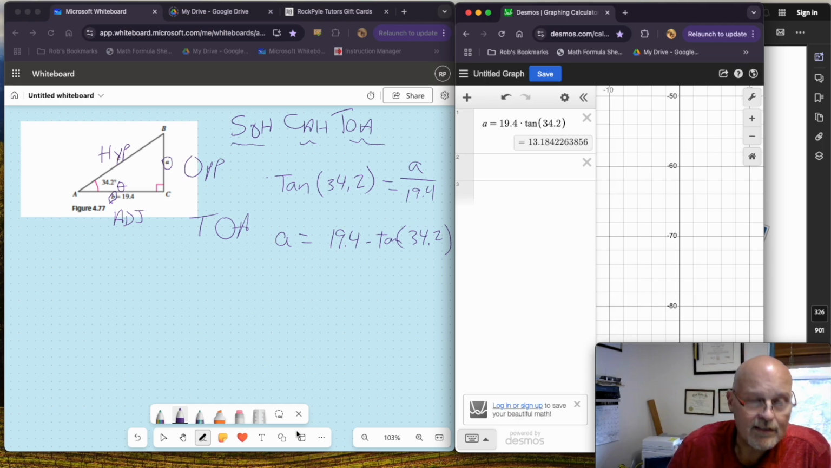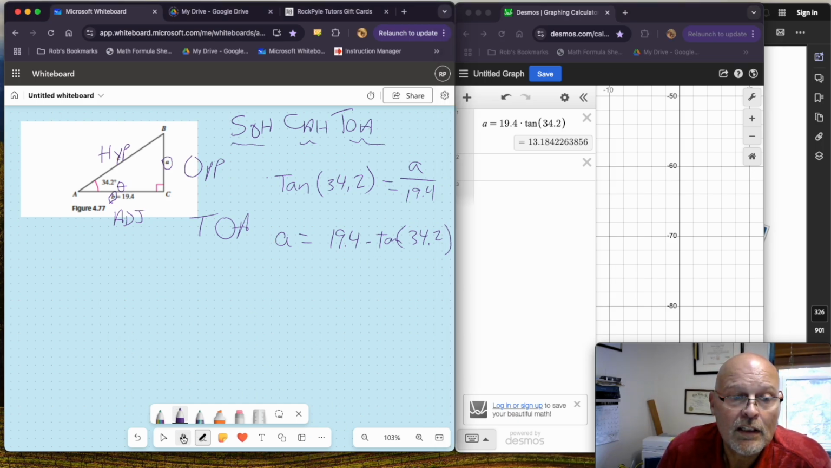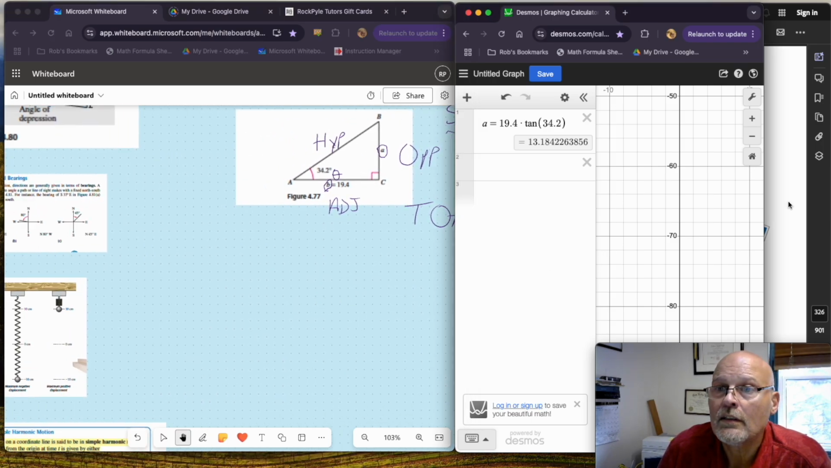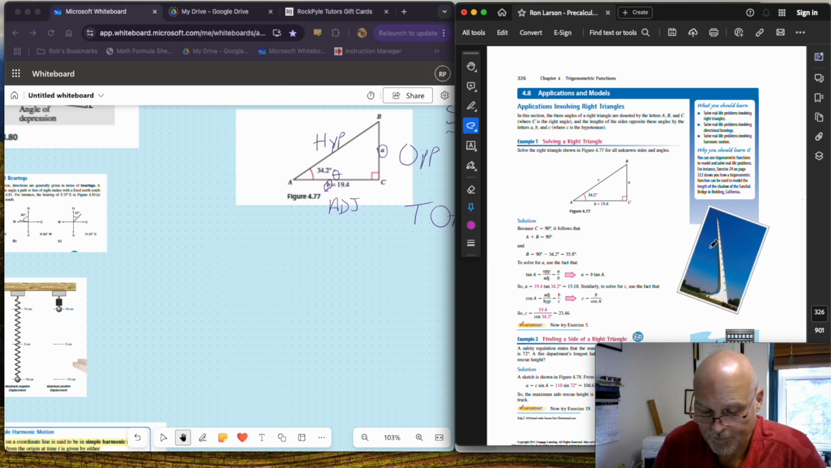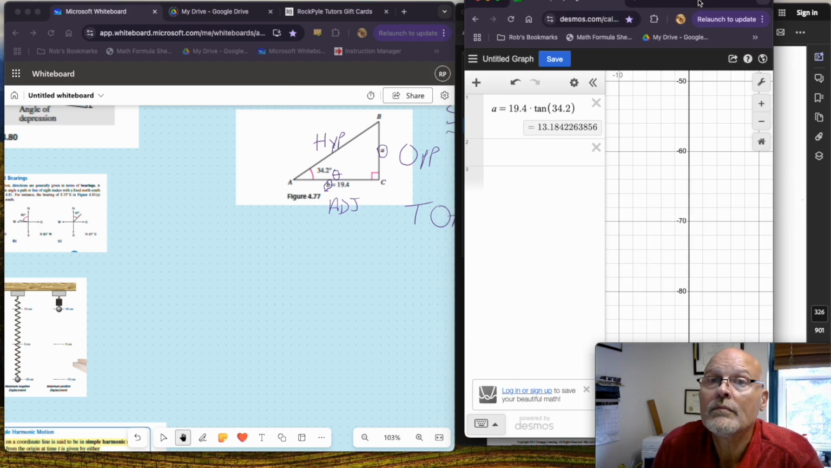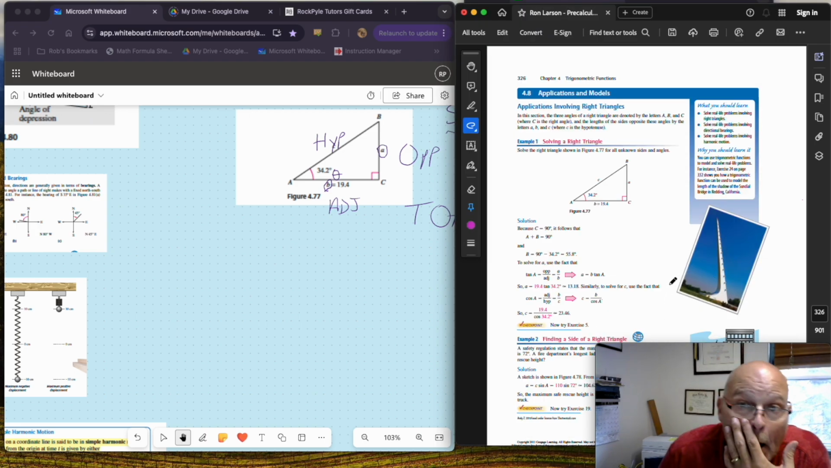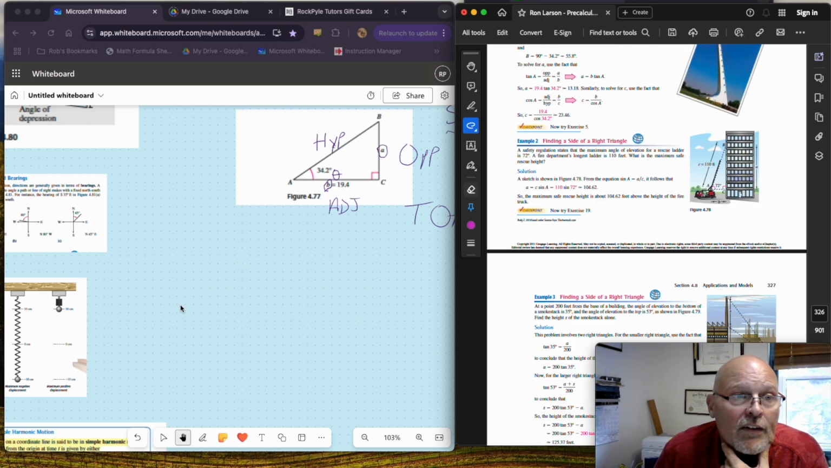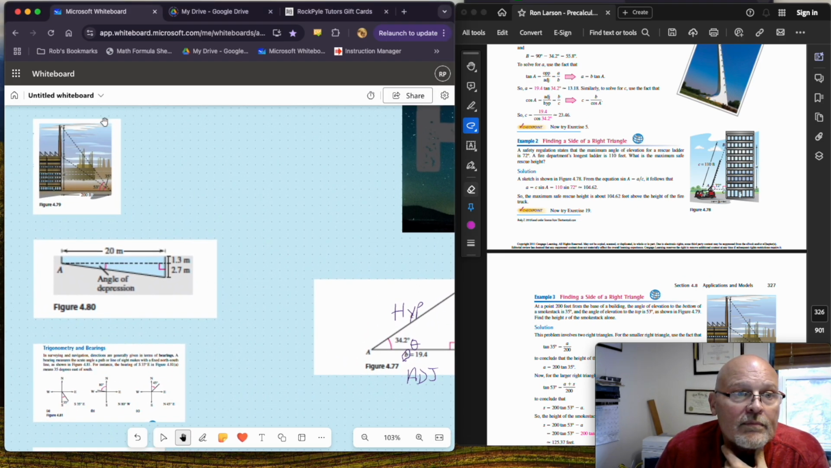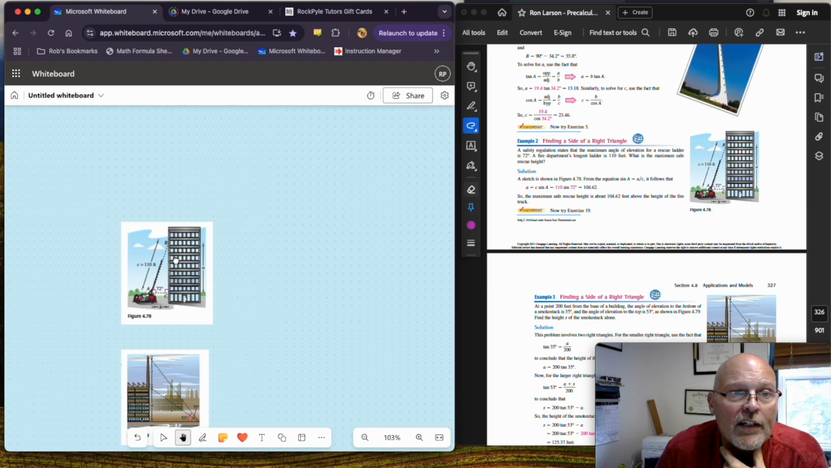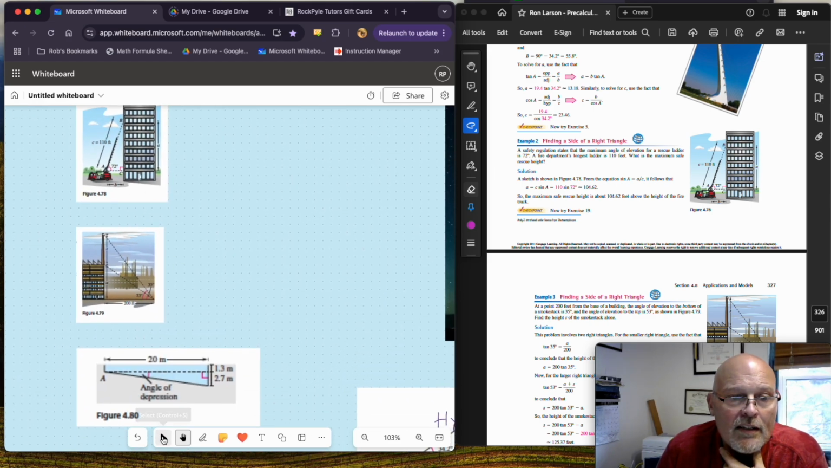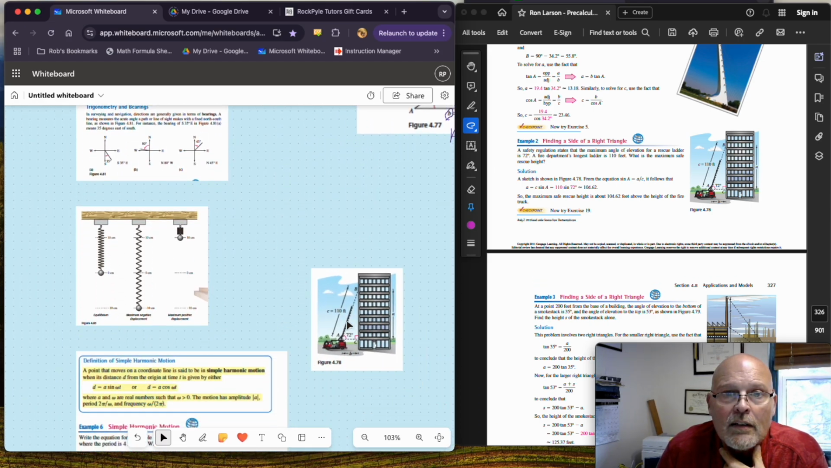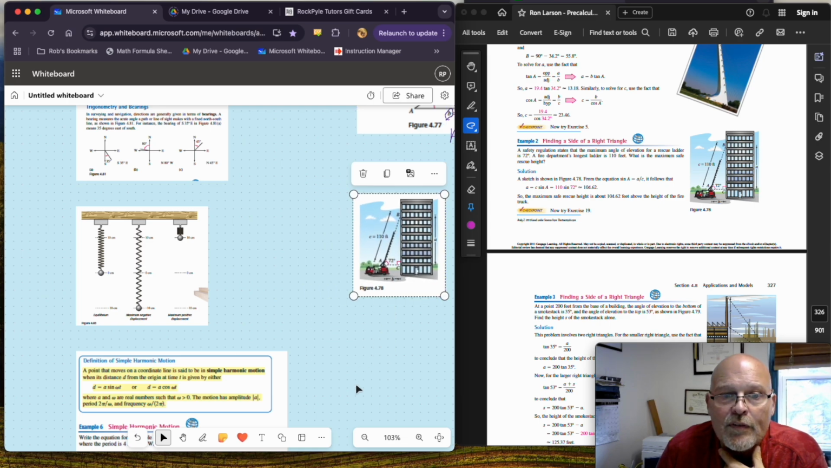All right, the next concept we are going to go over. Let's put that up there so we can use it later. The next thing we're going to do is finding the side of a right triangle. So the way I'm going to do that is I'm going to set up a right triangle. Here we've got a couple of the examples that they did, and let's set that up over here and work on it.